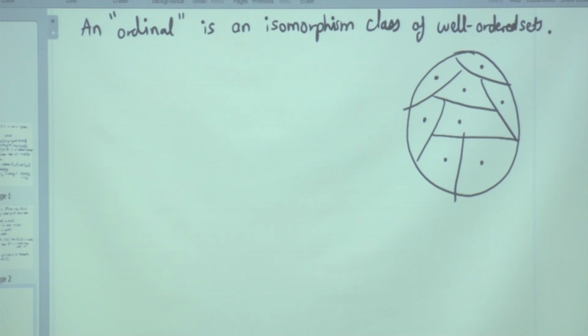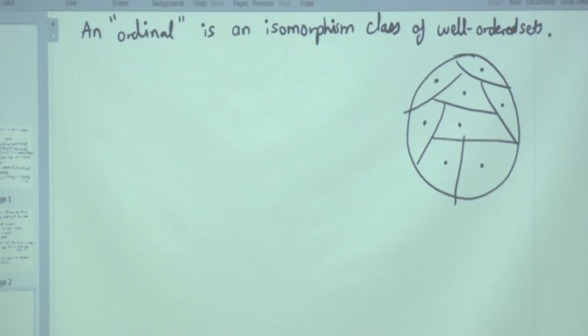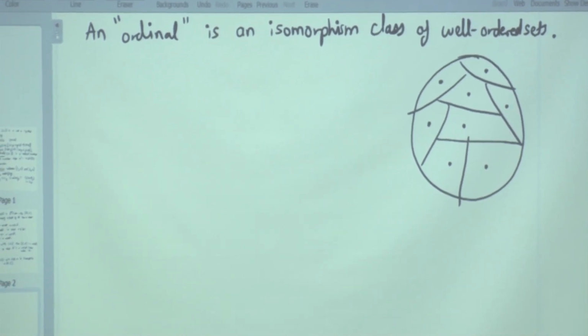Okay, similar to bijection. So bijection equivalence classes of finite sets, what do they contain specifically? One natural number, a unique natural number, and then we say that that unique natural number is the cardinality of our set. Similarly, every isomorphism class of well-ordered sets will contain a unique nice well-ordered set.